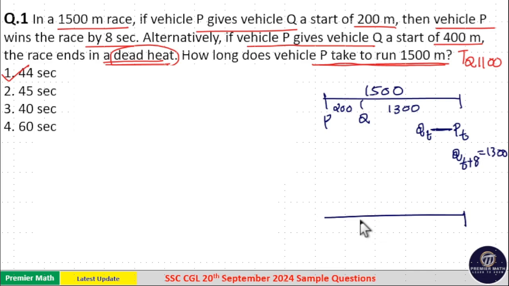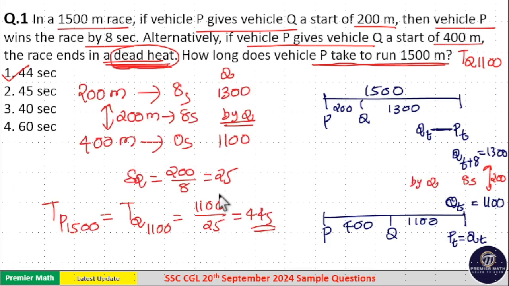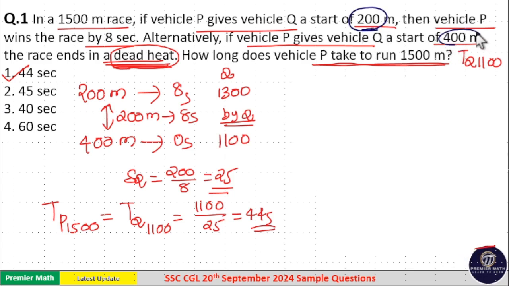Now, in the second case, P gives Q a head start of 400 meter. So Q has to cover 1100 meter. But here, both P and Q reach at the same time T because of the dead heat, which means here Q covers 1100 meter in T time. Now, the difference here is equal to 200 meter, which is covered in 8 seconds by Q. So, you can find the speed of Q, then the time taken by P to cover 1500 meter is the same as the time taken by Q to cover 1100 meter. That is, just take the difference between the head starts, which is equal to 200 meter, covered in 8 seconds by Q. So, you know the speed, then you can find the time.